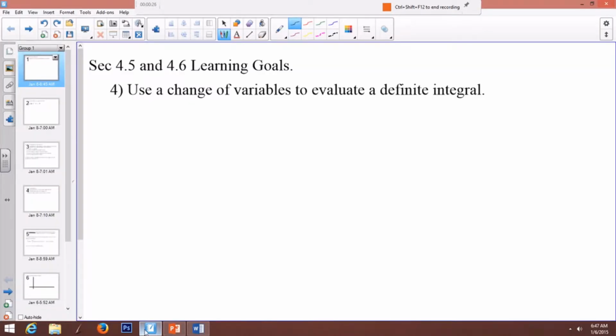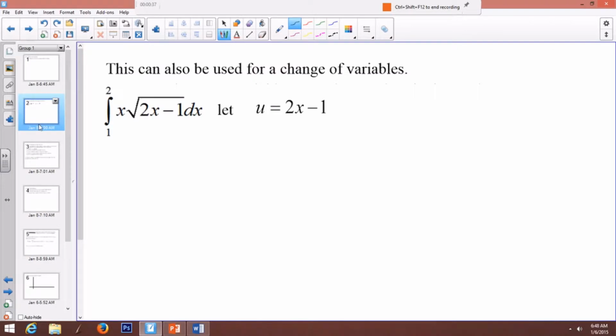Let's get started. Yesterday I finished up section 4.5. There was a portion that I did not get to that I would like to do. It is using a change of variables to evaluate the definite integral, and that's what we're going to be doing here.